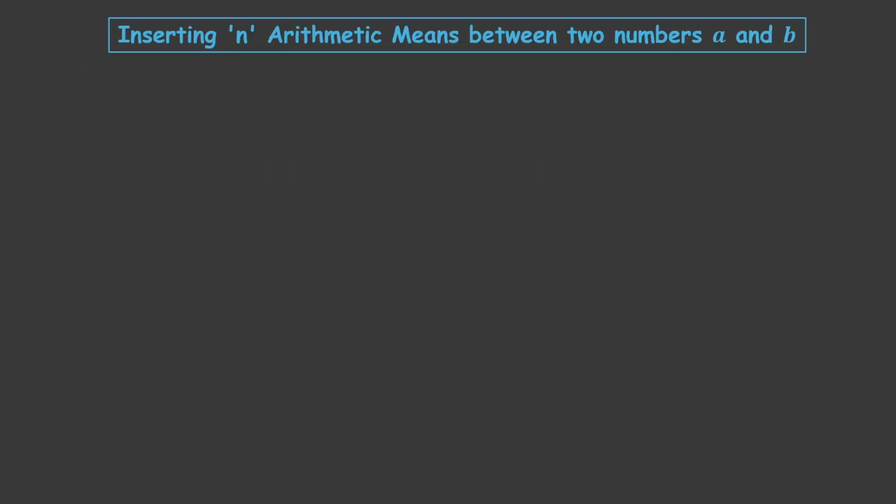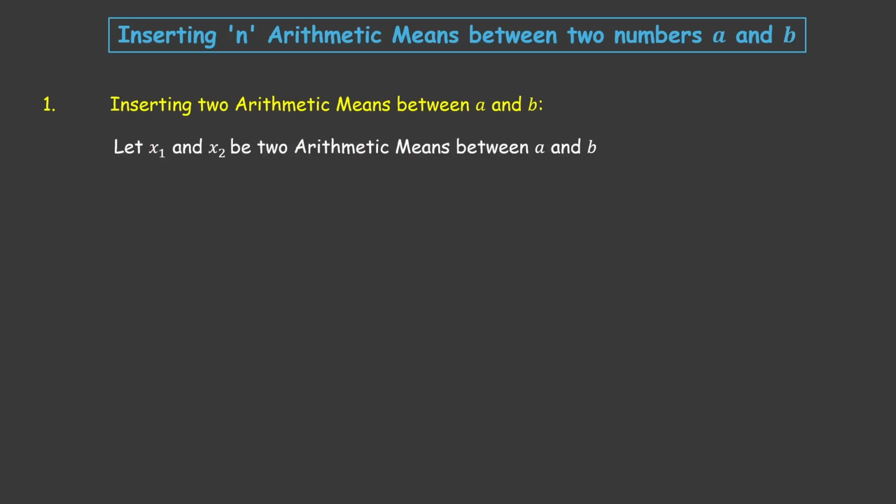Now, what if we have to insert n arithmetic means between two numbers a and b? We saw the case when we had one arithmetic mean between two numbers. Now, let us insert two arithmetic means between a and b. Let those means be x1 and x2. Just as one mean requires dividing the line segment into two parts, two means require dividing the line segment into three equal parts. This is x1, this is x2.